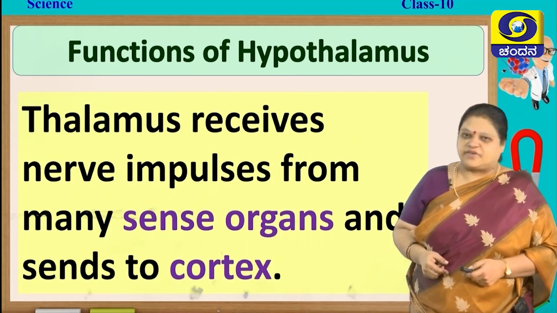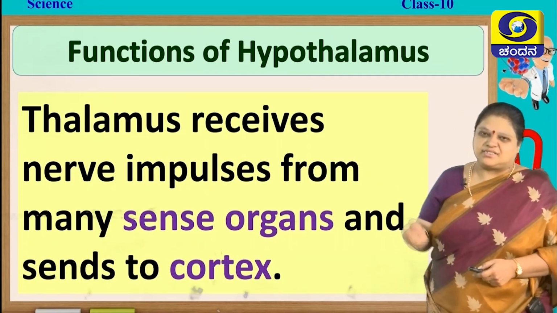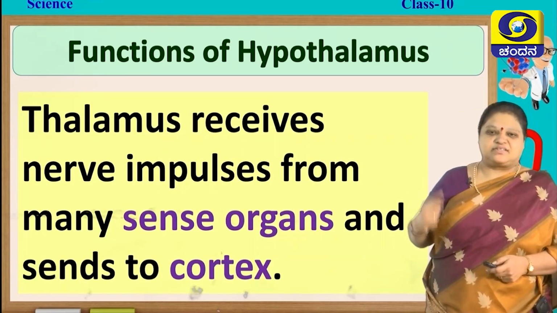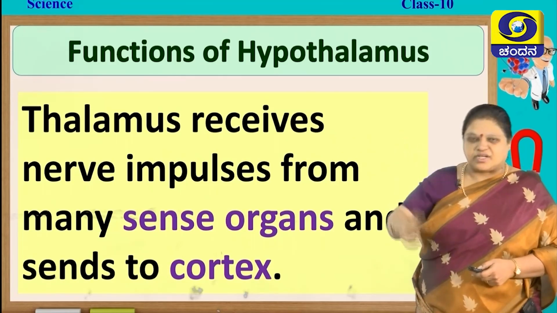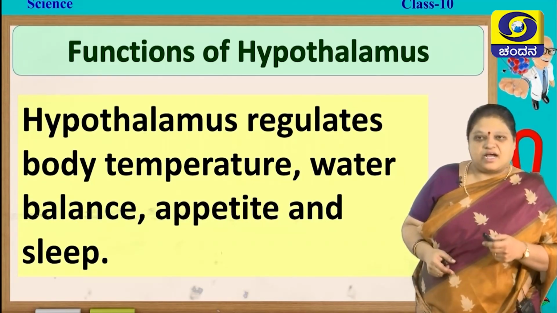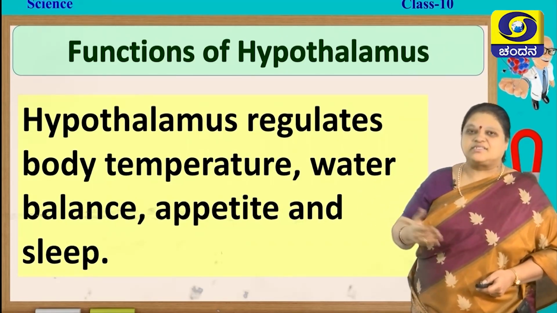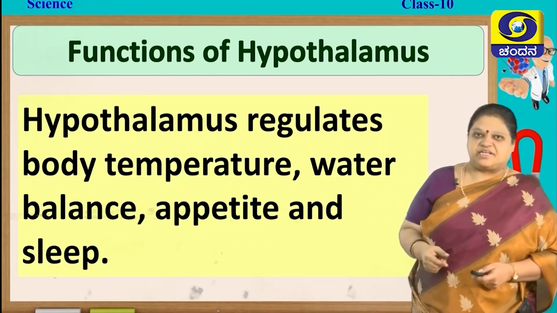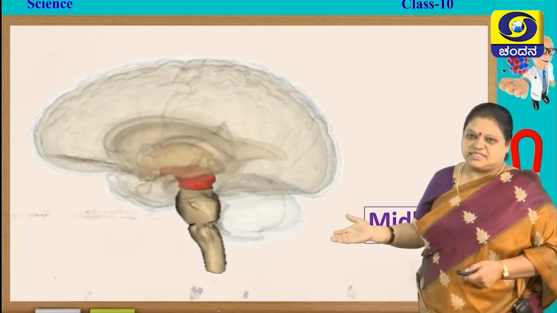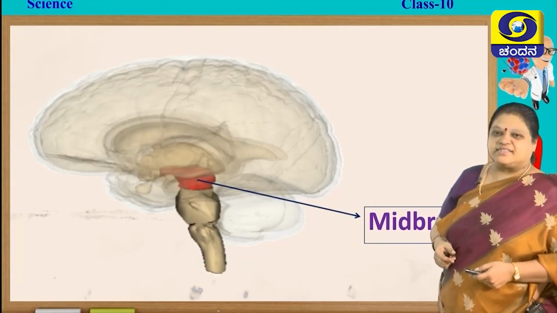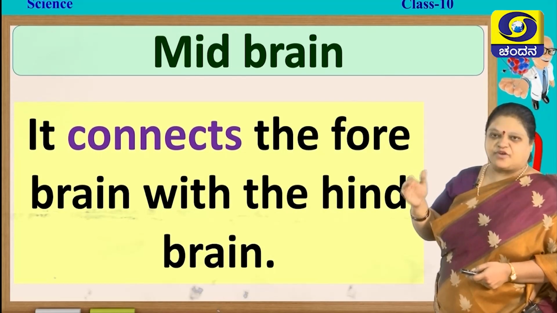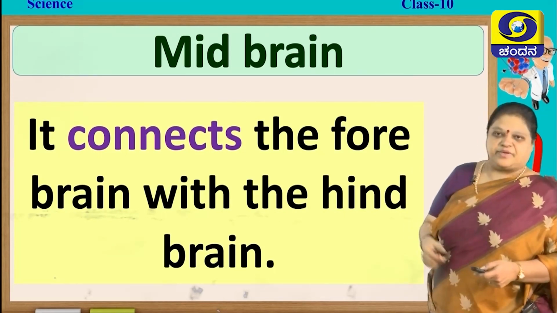Next, functions of hypothalamus. Thalamus receives nerve impulses from many sense organs and sends to the cortex. Then hypothalamus regulates body temperature, water balance, appetite, and also the sleep. So this is the midbrain. It will act as the relay station. It connects forebrain with the hindbrain.